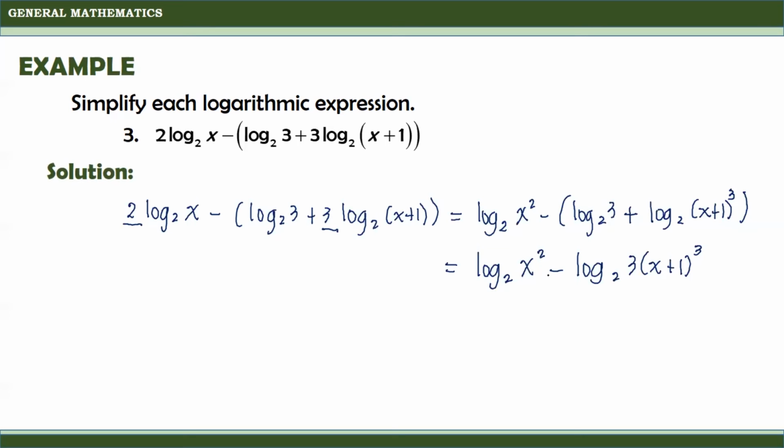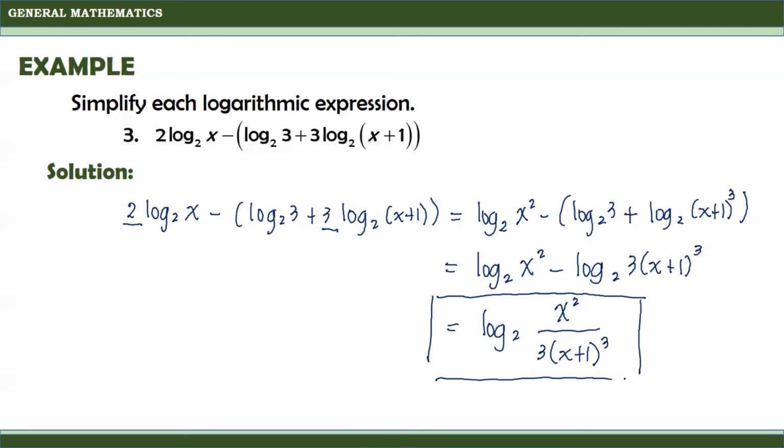Next, since we have subtraction here, we need to apply property number 2, which states that we need to divide the two powers. So finally, we will have logarithm of x squared over 3 times x plus 1 quantity cubed to the base 2. Therefore, this is the simplified form of the given expression.